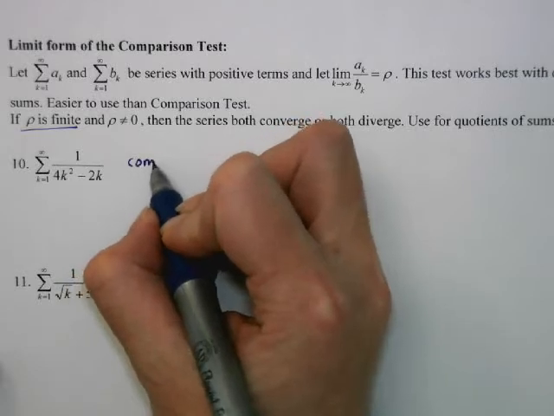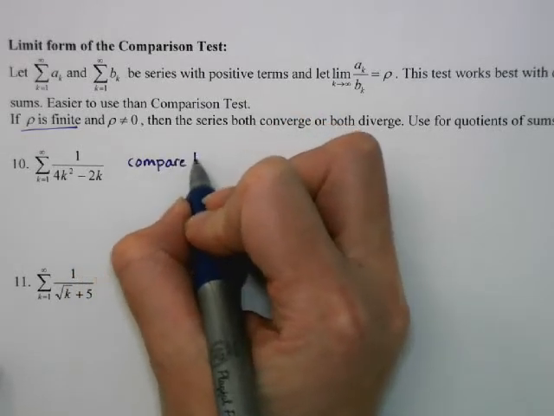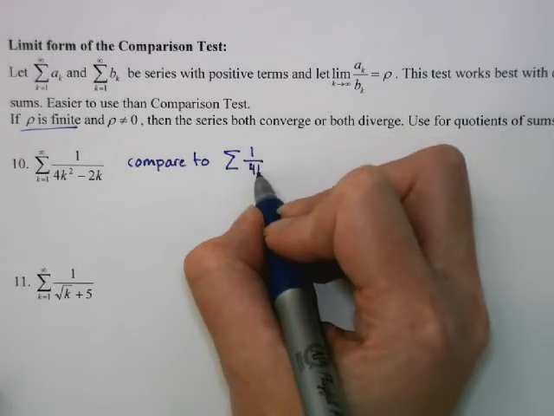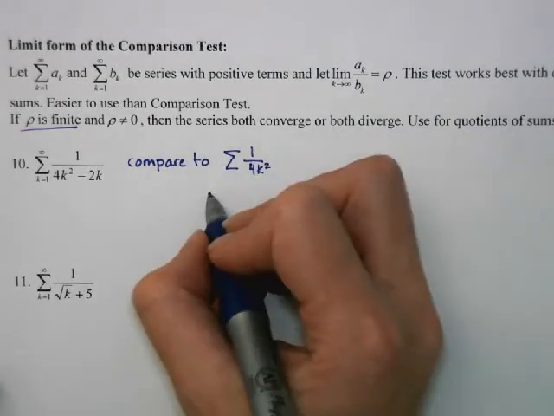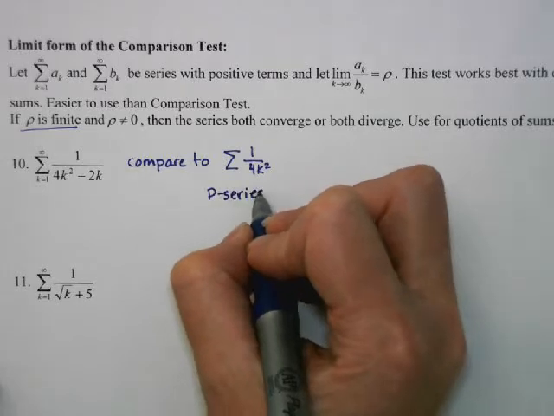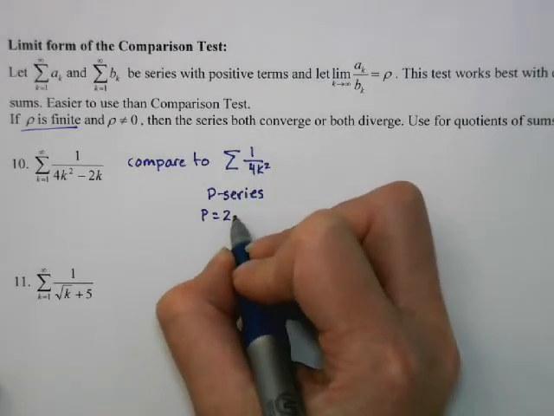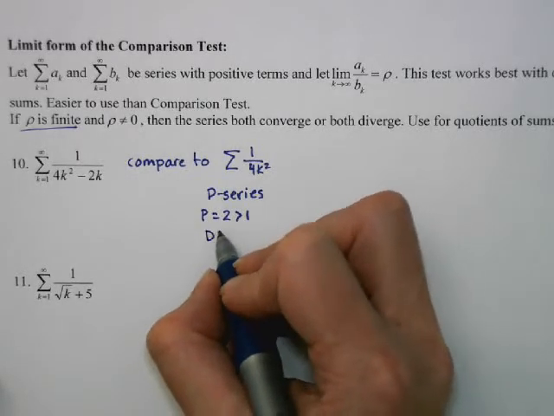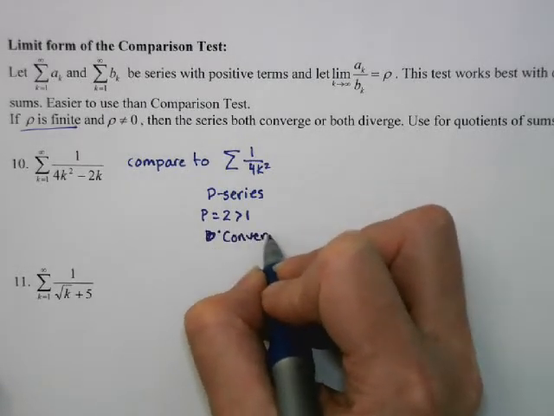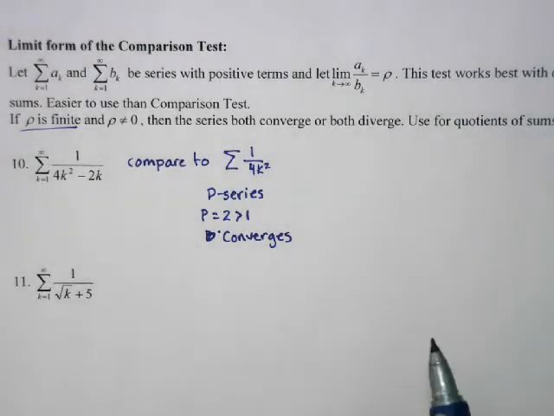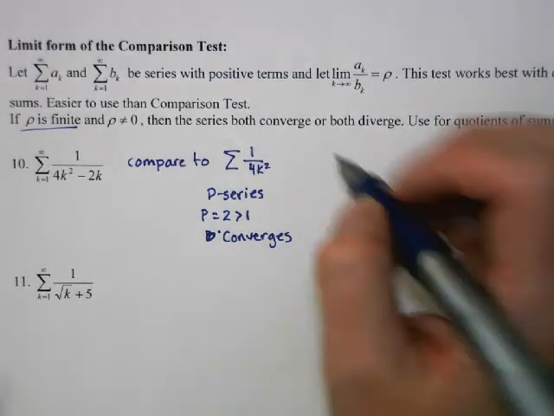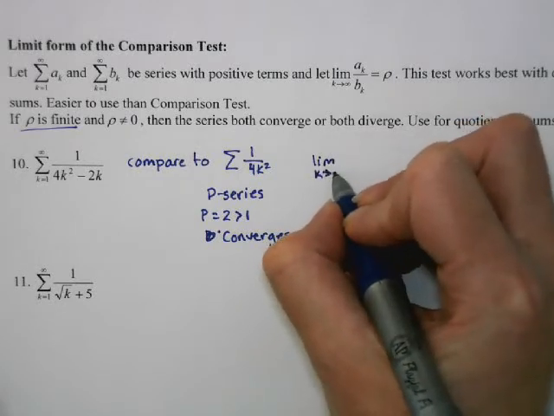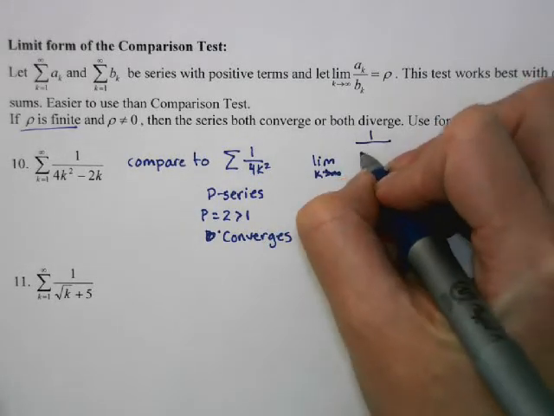So I'm still going to compare this one to 1 over 4k squared, which is still a p series with p equaling 2, which is greater than 1. So this converges. Okay, and then here's how we do the limit comparison. We're going to take the limit, and it doesn't matter which one goes on the top or the bottom. I'm just going to put the original one on top.